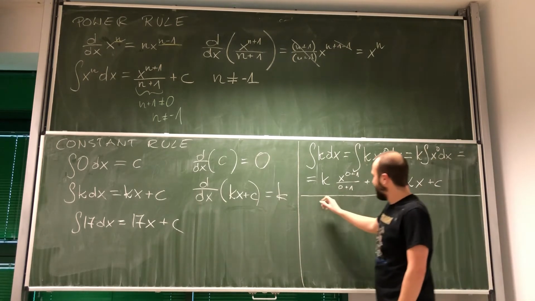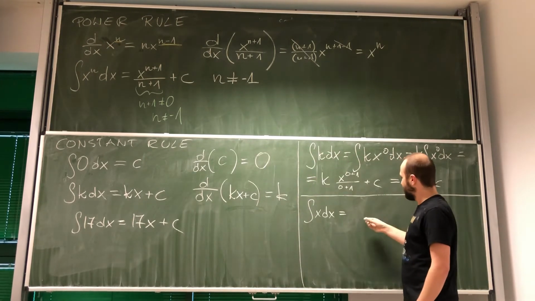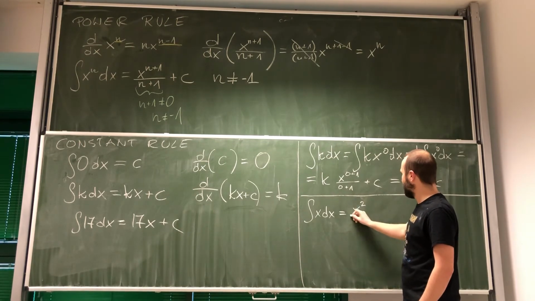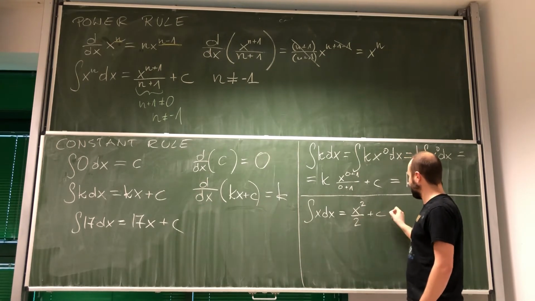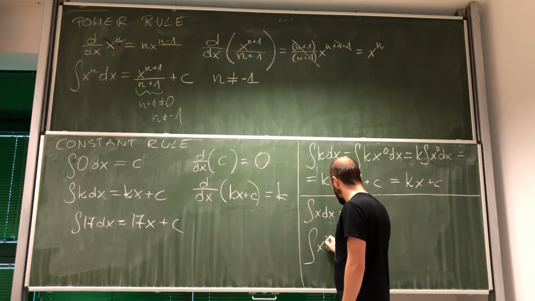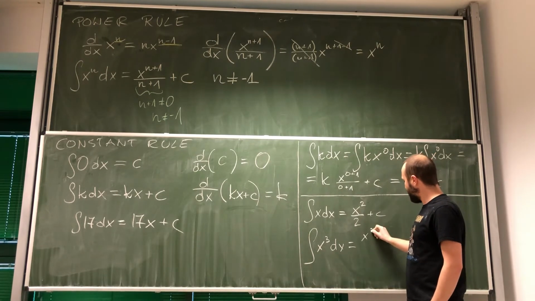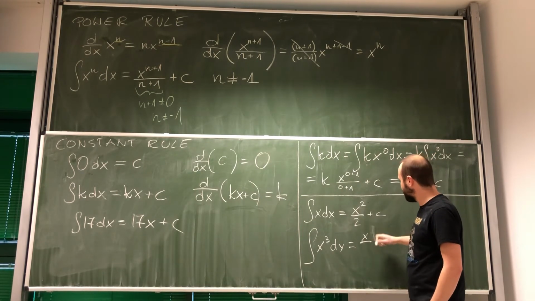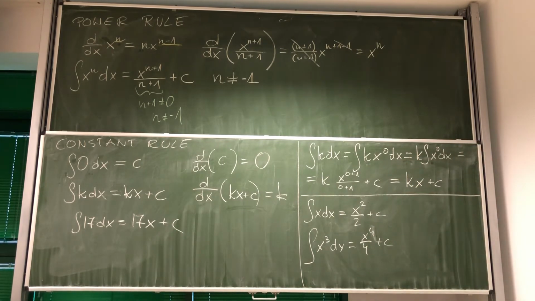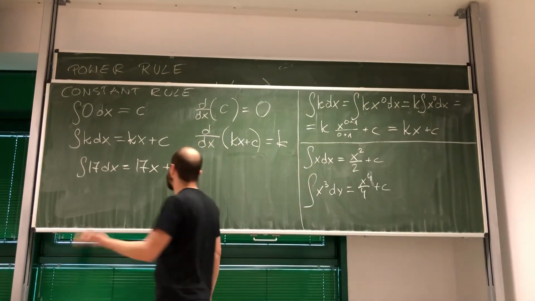Okay, what about if I have now integral of x dx? Again, this is going to be x to the power n plus 1, so 1 plus 1, which is 2, divided by the same number, 2 plus c. Okay, then we go further. We've got integral of x cubed dx. So this is x to the power of 4 divided by 4 plus c. But of course the rule works also with any numbers except for -1.